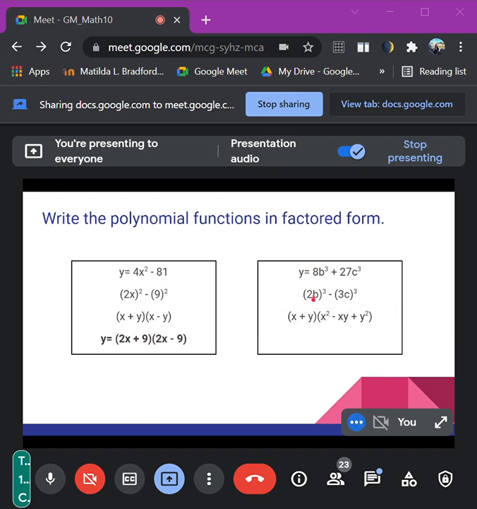Since this is our x and this is our y, we can just substitute. Your x is 2b, and your y is 3c, and then you have x squared. So 2b squared is 4b squared. And then minus x times y, so multiply 2 times 3, 6, and then b times c, so bc. Plus y squared, that is 3c squared, that is 9c squared. So this is now your answer.